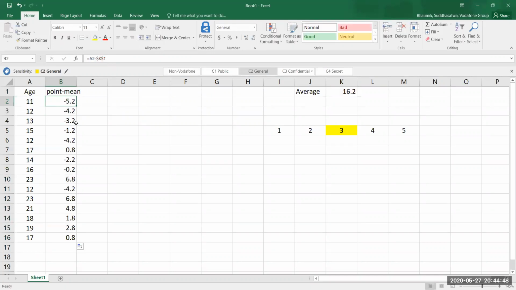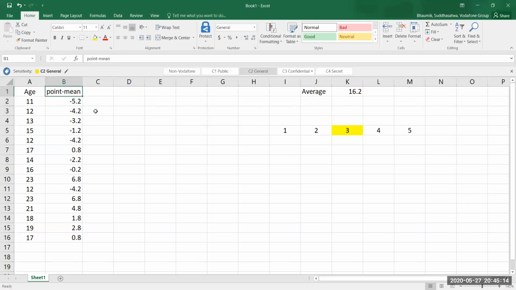It's A2 minus K1. Okay, K is this cell, 1 is this row. So K1 is this. So A2 is 11. A2 minus the average is this. Okay, A3 minus the average is this. You see, using the dollar sign, it doesn't change. If I don't use the dollar sign, it's simply going to drag the values like this. So I have calculated something which is each point minus the mean. So I have simply subtracted the mean from each and every point.